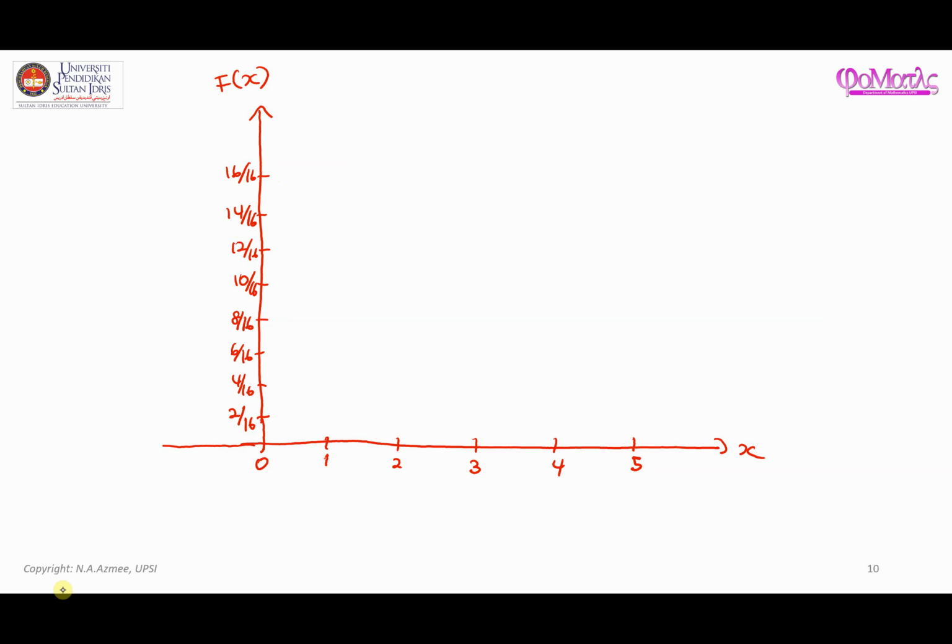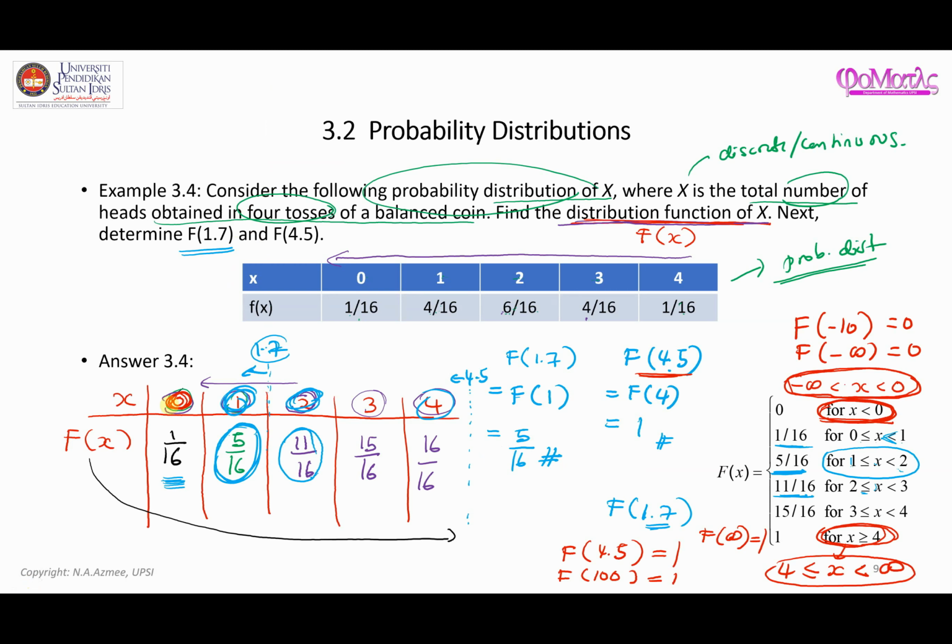now based on our table here, when x is 0, the value of this is 1/16, or you can also refer to this statement: 1/16 for x greater than or equal to 0 and less than 1. So how can we plot that?